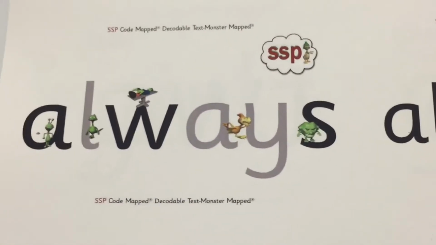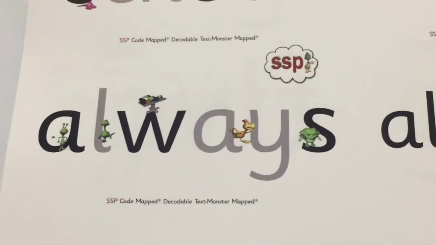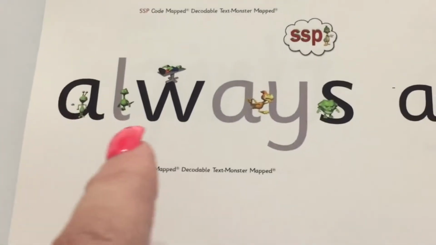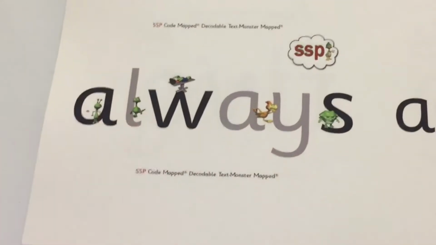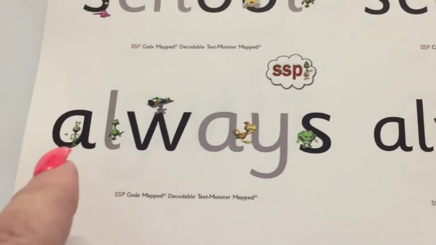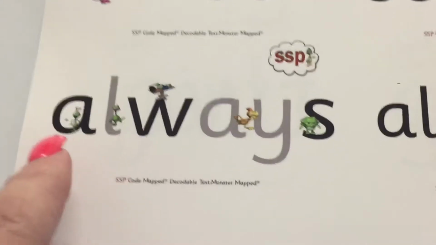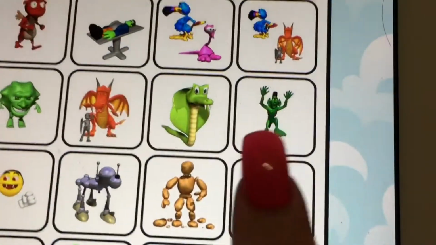Because in phase 1, we're really making sure they've got that great phonemic awareness. So they just follow the monster sounds to say the word. Can't remember the monsters? The children do, they learn them in a couple of weeks. But our adults who can't remember the monsters, let's check.